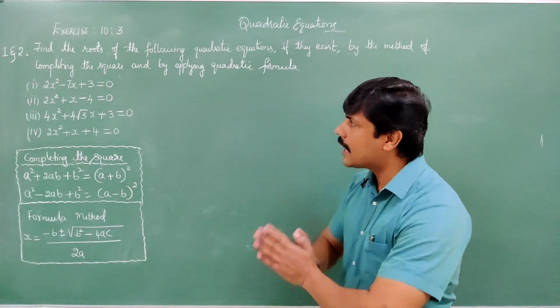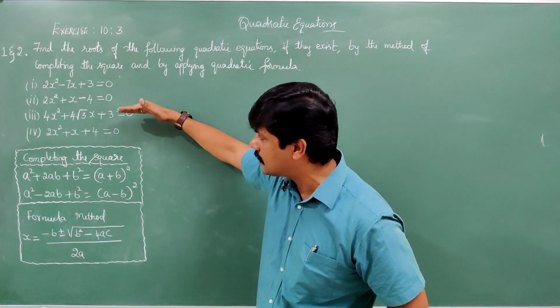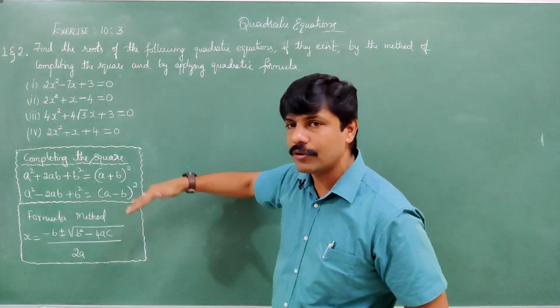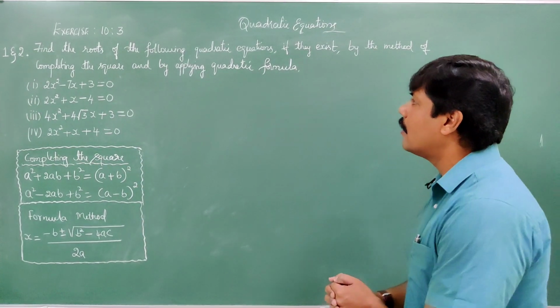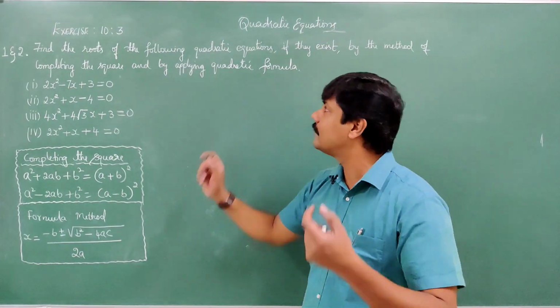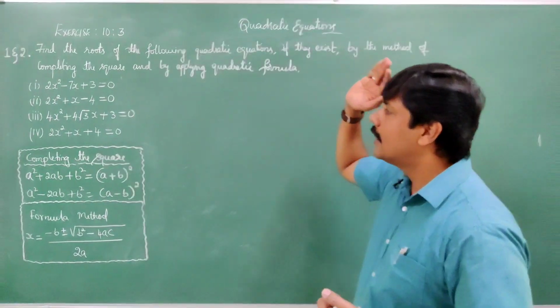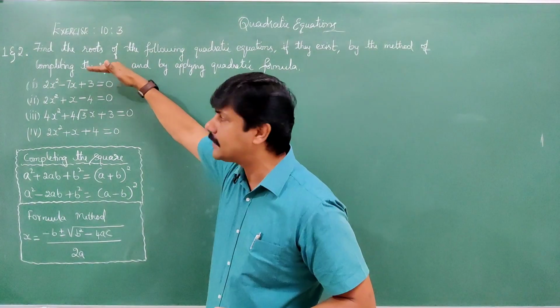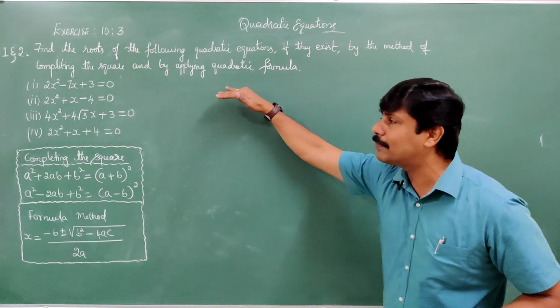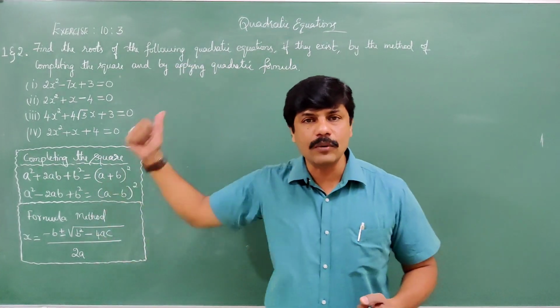Okay? What is asked? Find the roots of the following quadratic equations. Four quadratic equations have been given here: 1, 2, 3, 4. Find the roots of the following quadratic equations if they exist. We have to find whether the roots exist. How? By the method of completing the square and by applying the quadratic formula.